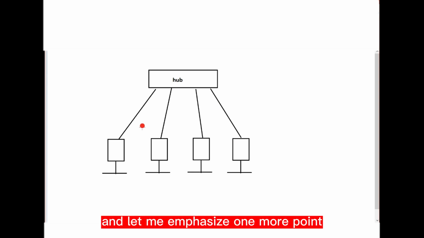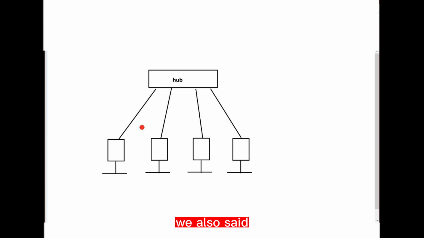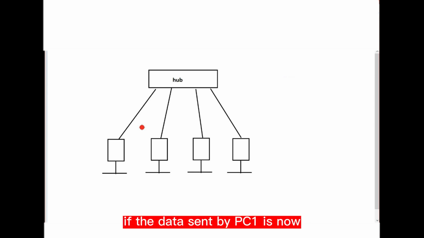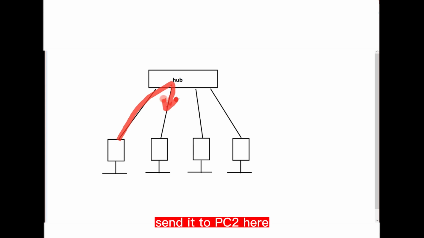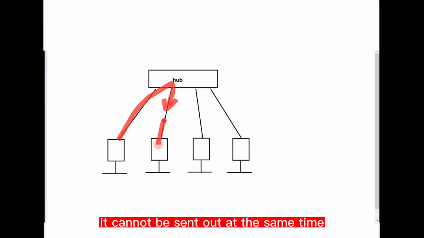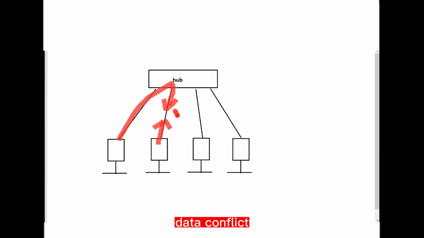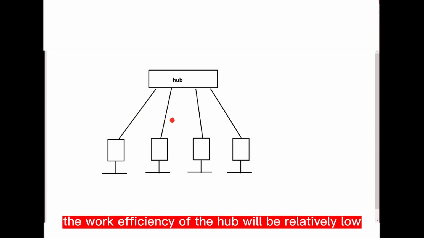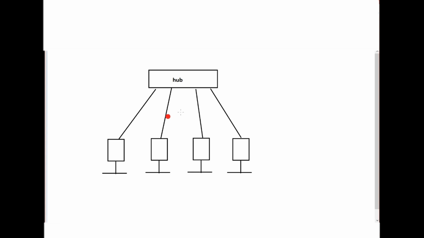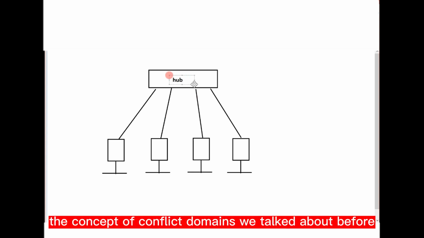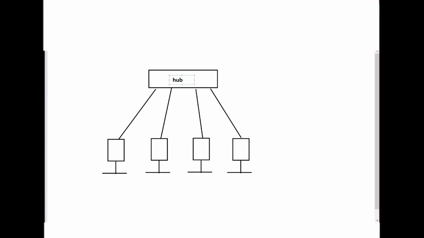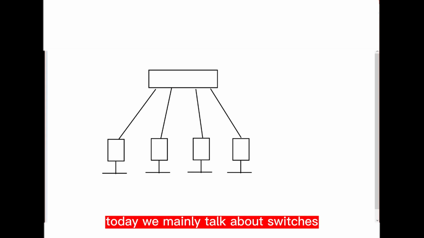And let me emphasize one more point. We also said, if PC1 sends data to PC2 here, the others cannot send out at the same time, or there will be a data conflict. Therefore, the work efficiency of the hub will be relatively low. The concept of collision domains we talked about before, we won't talk about today. Today we mainly talk about switches.